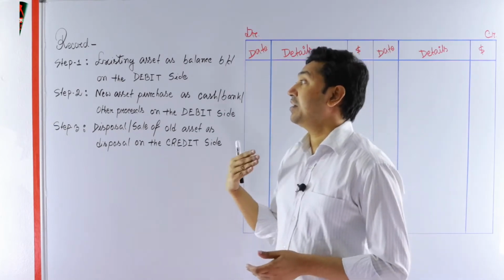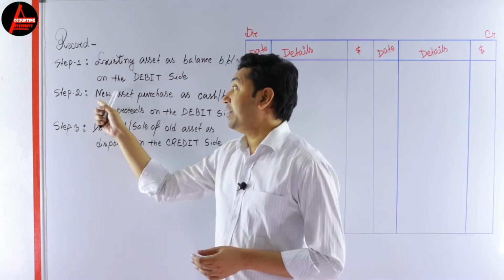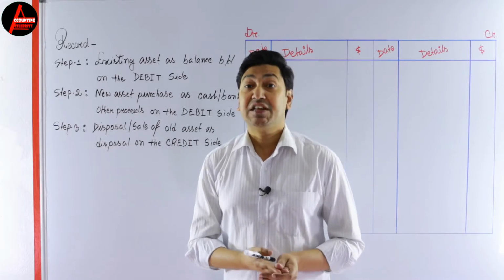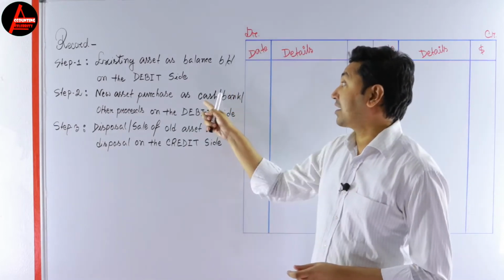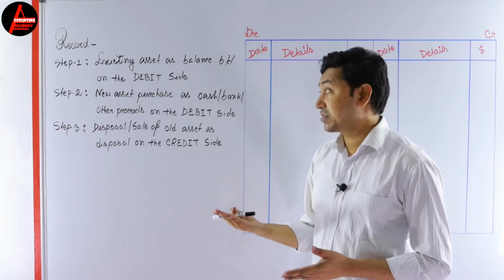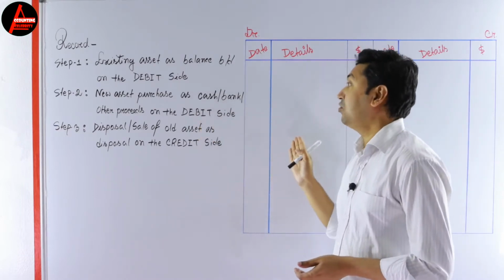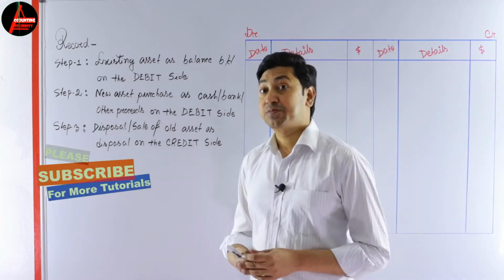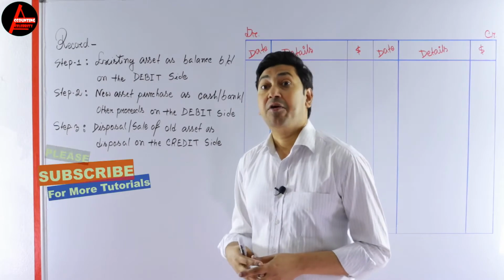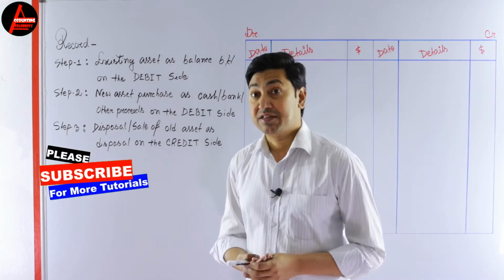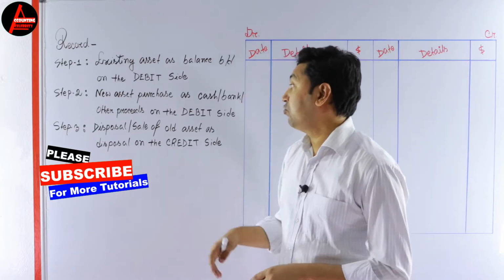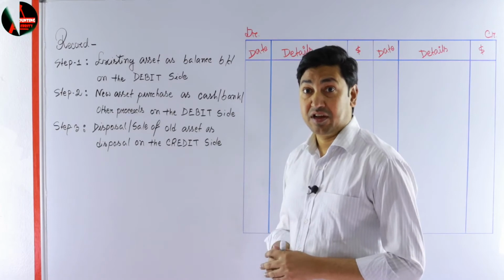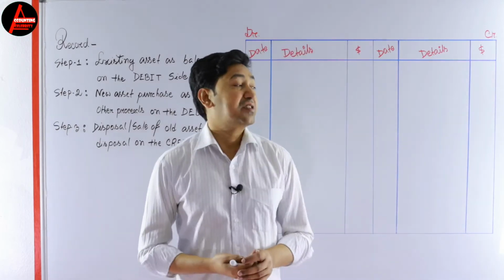In the second step we will record the new asset. If a new asset is purchased in the question, then we will record it as cash or bank or other proceeds on the debit side. In the third step we will write the disposal. If we have any sale of old assets, it is a disposal, so we will record this disposal on the credit side as a disposal. Fine. So here I'll show you an example question.